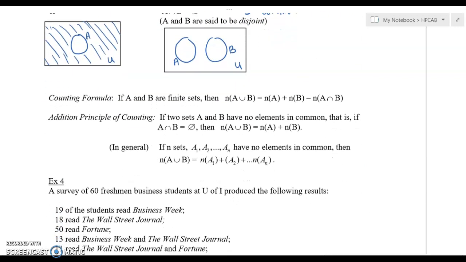Okay, counting formula. If A and B are finite sets, then here's a lovely formula that will be helpful in some problems when you are counting. This formula says if you're trying to find the number of things that are in A union B, you're going to take the number of items that are in A, add the number of items in B, and then subtract off the intersection of A and B. What happens is you don't want to have duplicates.